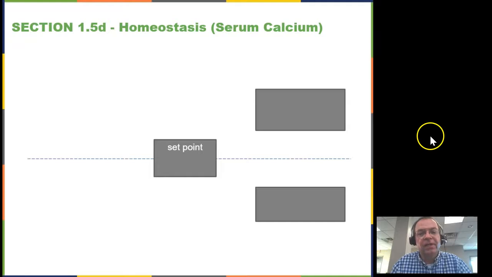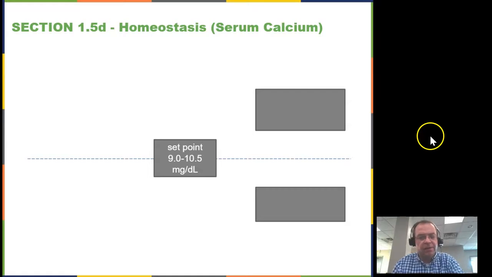In this case, the set point for serum calcium is a range between 9.0 and 10.5 milligrams per deciliter. A deciliter is a tenth of a liter. So if you think of a liter bottle of water, a tenth of that is a deciliter. So for every deciliter of blood, there should be between 9 and 10.5 milligrams of calcium in it.